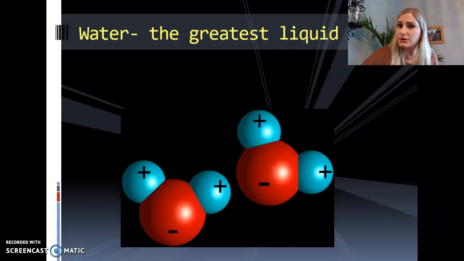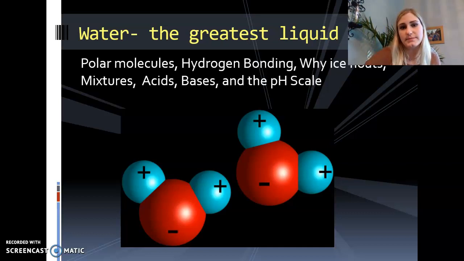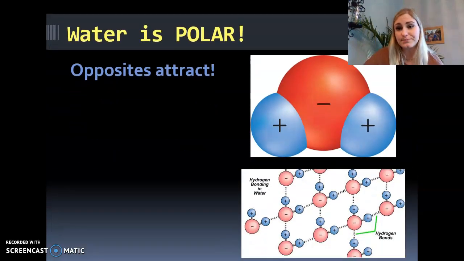So water is essentially the greatest liquid ever. It kind of looks like a Mickey Mouse. It's got two hydrogens that are positively charged and a negative oxygen. So that causes this kind of push and pull in between the water atoms. So we're going to be looking at polar molecules, hydrogen bonding. Why does ice float instead of sinking? Acids, bases, along with that pH scale.